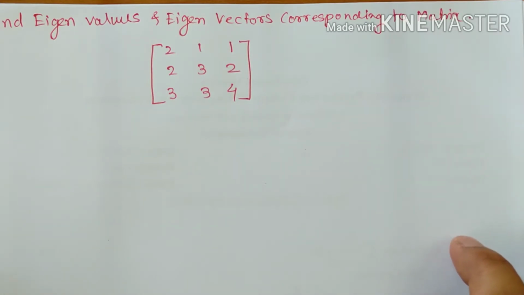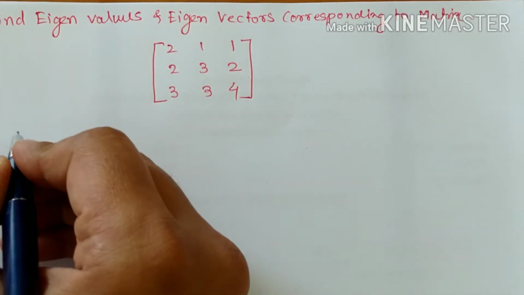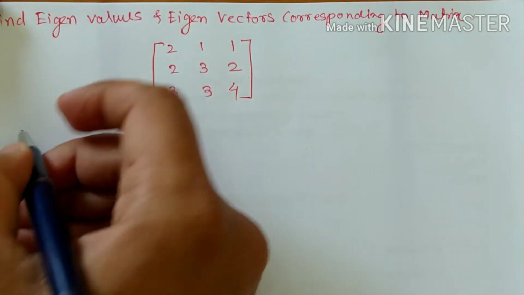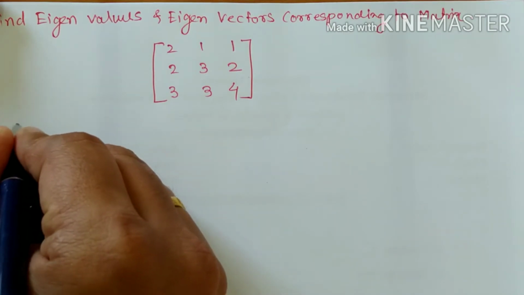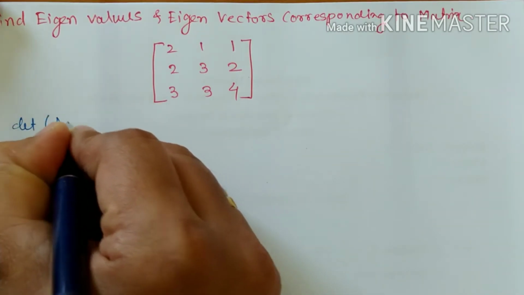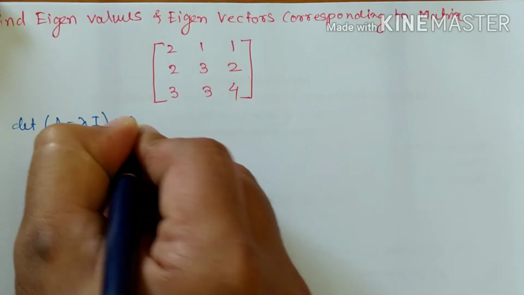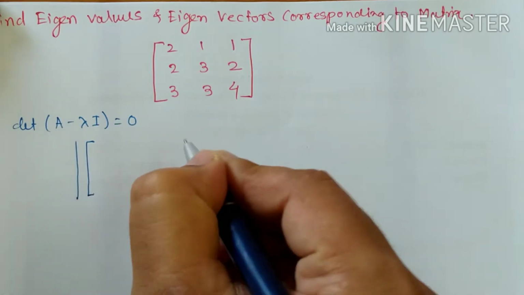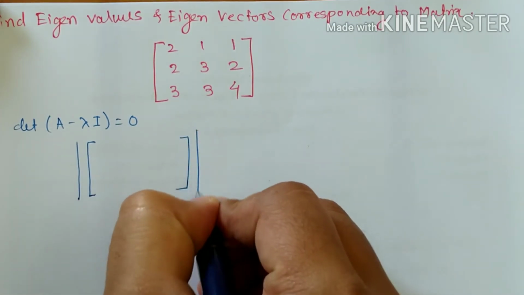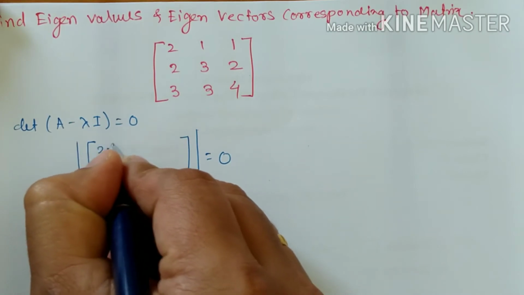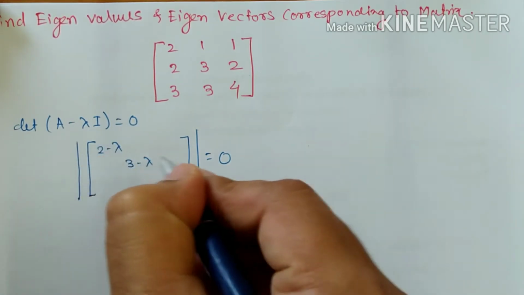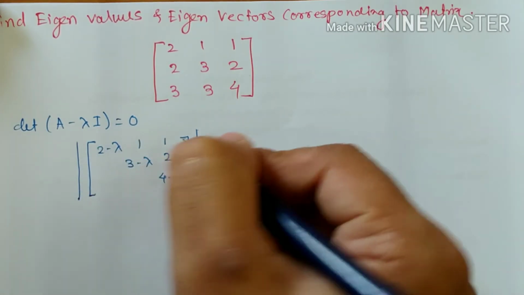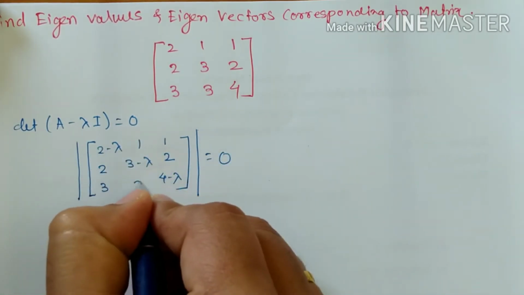First we need to calculate the characteristic equation of this matrix. It's very simple. The characteristic equation of a matrix is the determinant of A minus lambda I equal to 0. Now, what is the determinant of A minus lambda I? The matrix A minus lambda I has diagonal elements 2 minus lambda, 3 minus lambda, and 4 minus lambda. The non-diagonal entries of the given matrix remain the same. There is no change.